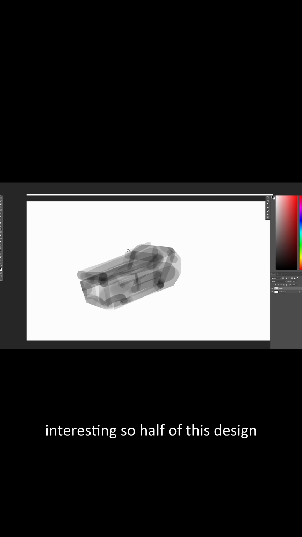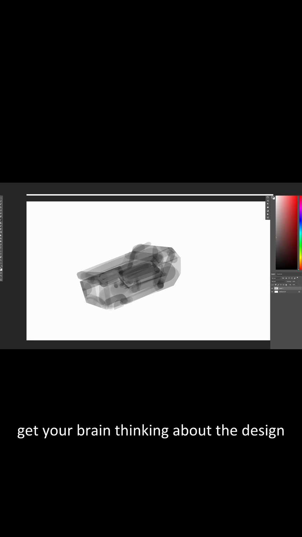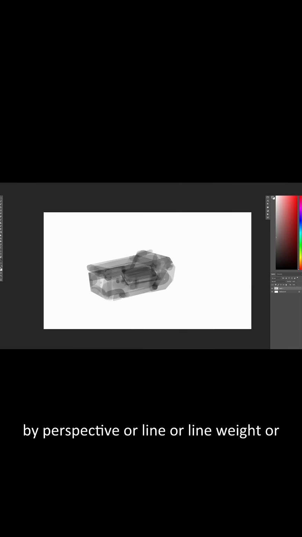So half of this design process is happening on the canvas, and half of it is happening in my brain, where I'm kind of seeing a design emerge, finding different ideas in the randomness, and also intentionally laying down some marks that indicate certain ideas. So the power of this technique is that it'll get your brain going, it'll get your brain thinking about the design, and you're not going to be bogged down by perspective or line weight or anything like that. It'll be purely the idea.